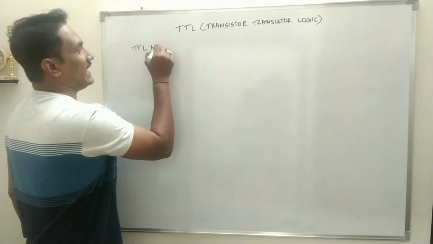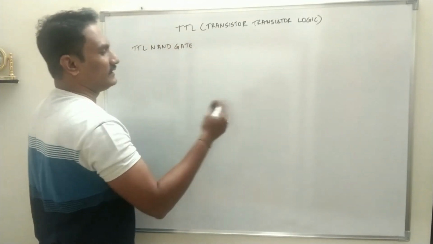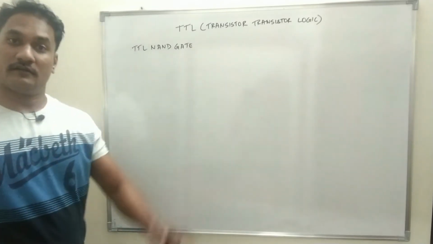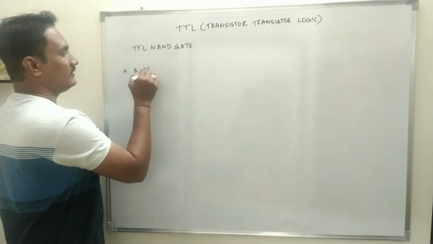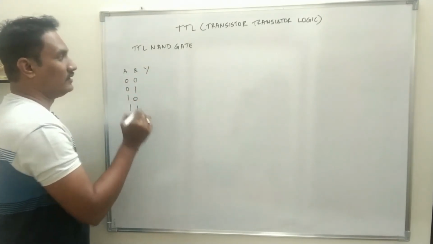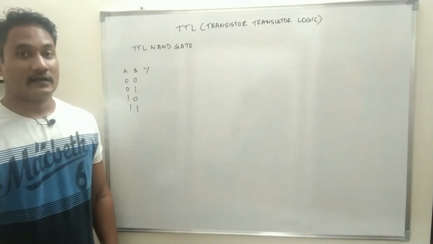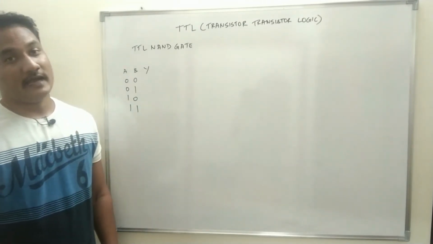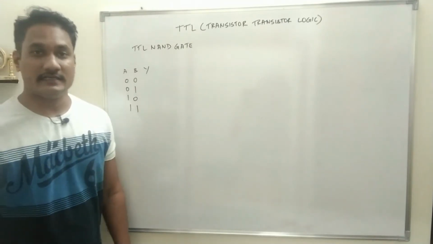Okay, so the first one is the TTL NAND gate. Let us try to recall the NAND gate. What is the output of the NAND gate? A, B, Y: 0 0 1, 0 1 1, 1 0 1, 1 1 0. What is the logic for a NAND gate? The NAND gate logic is the inverse of AND. AND stands for multiplication, so the inverse of multiplication is the NAND gate.